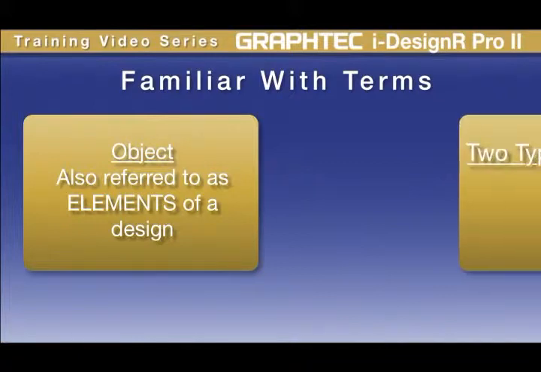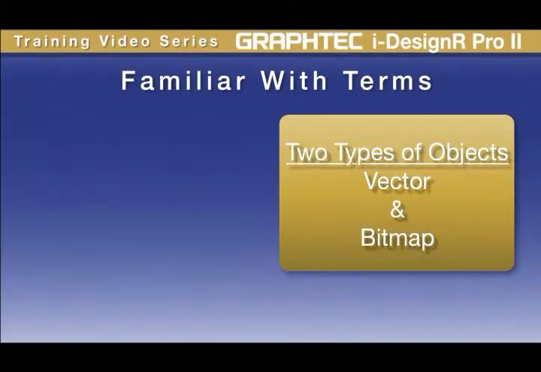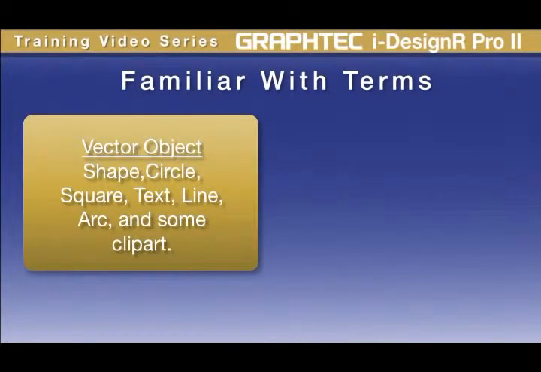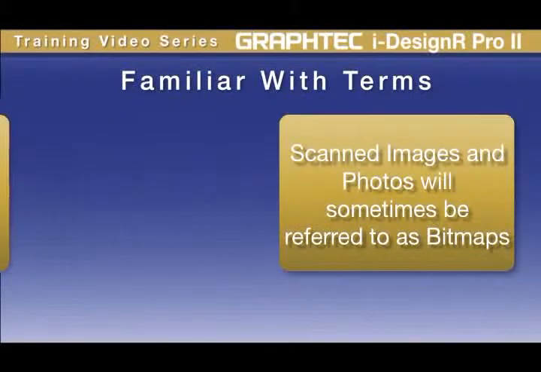Objects are separated into two categories, vector and bitmap. Vector objects are objects that consist of lines and arcs such as circles, squares, stars, and text. Photos and scanned images will sometimes be referred to as bitmaps because they are made up of tiny dots that form an image.